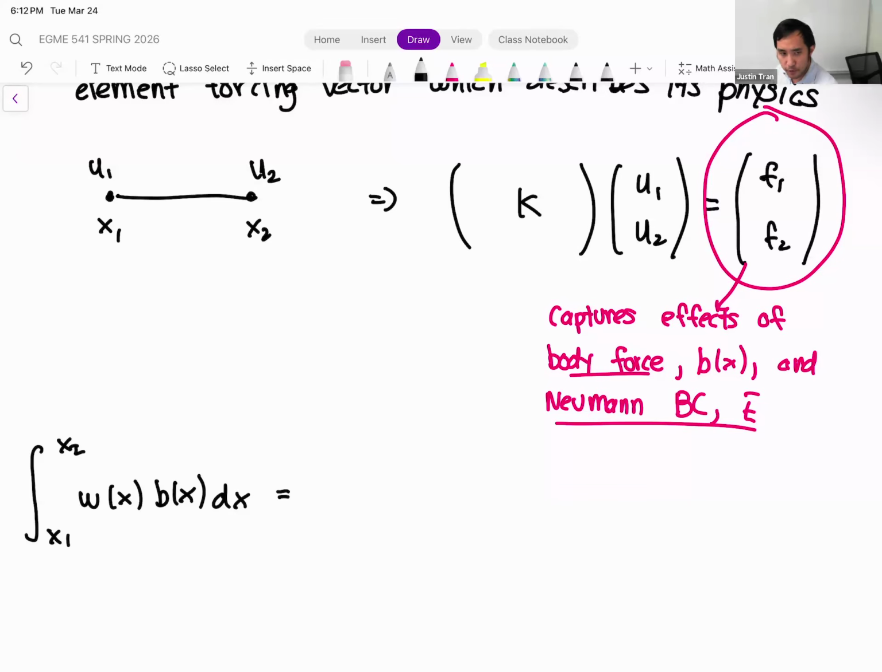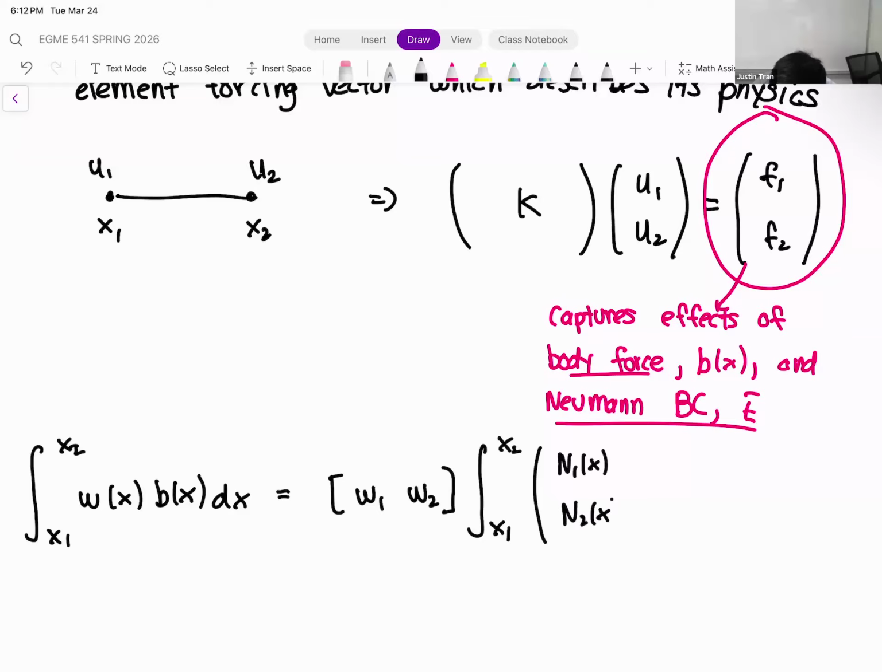We've already plugged in for w of x, so let's go ahead and plug that expression in. So that's w1, w2, integral from x1 to x2 of n1 of x, n2 of x, b of x, dx.